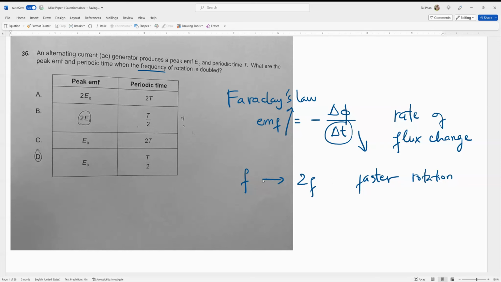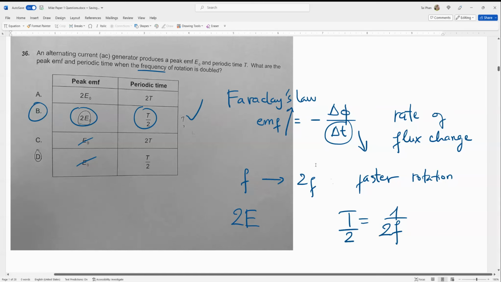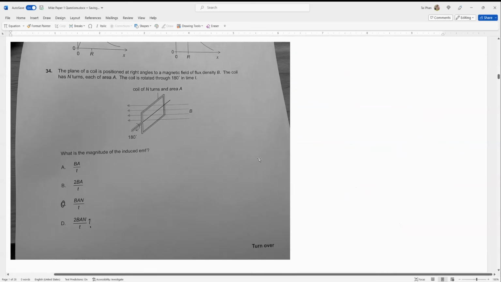I don't think it is your answer here. The EMF is proportional to the rate of flux change. Therefore, doubling the speed will make the EMF twice, meaning the answer is 2E0. We will eliminate this one. And the period is the inverse of the frequency. Doubling the frequency will make the period halved. So the answer is this one. Okay, answer B.